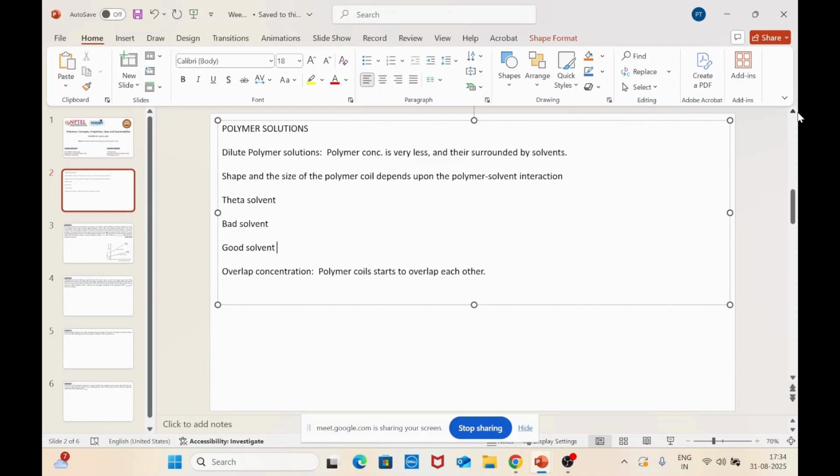If we keep increasing the concentration, we reach the overlap concentration, where the polymer coils start to overlap with each other. Building on the concept of polymer solution, we have to discuss an important concept which we also saw in the other lectures, that is intrinsic viscosity. Viscosity basically measures the resistance to flow of a liquid. How much resistance does the liquid show to flow.